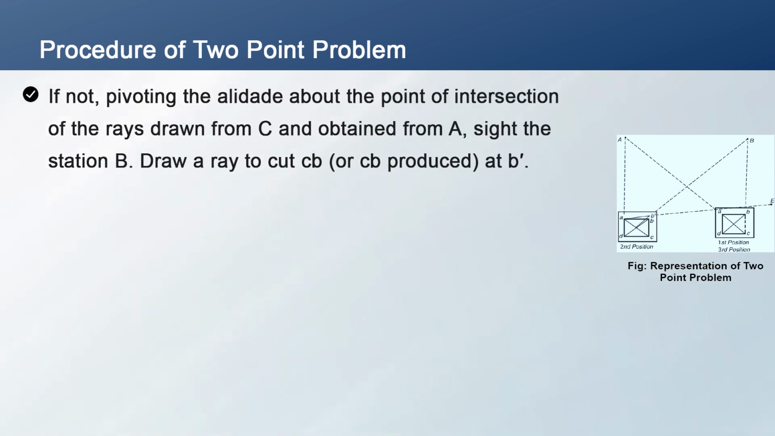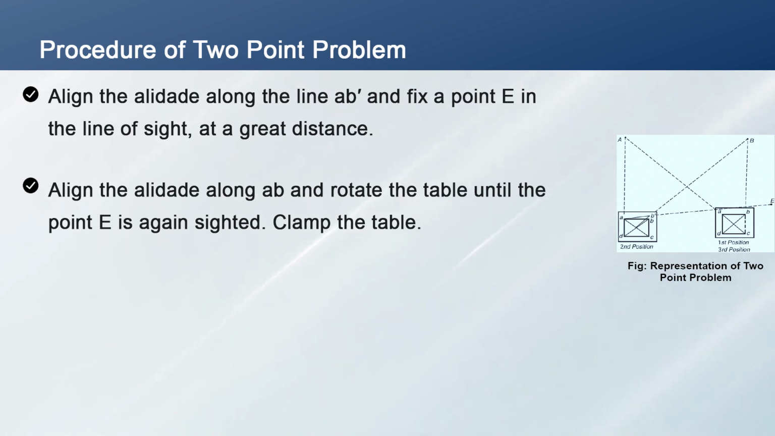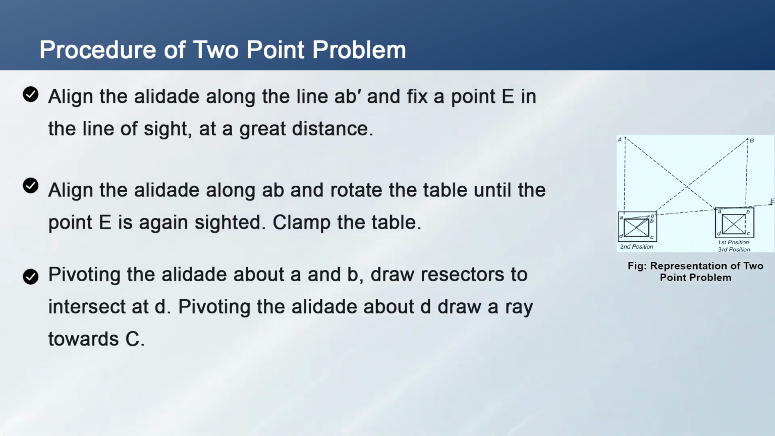If not, pivoting the alidade about the point of intersection of the rays drawn from station point capital C and obtained from capital A, sight the station capital B. Draw a ray to cut small cb at b dash. Align the alidade along small ab and rotate the table until the point capital B is again sighted and clamp the table. Pivoting the alidade about A and B, draw resectors to intersect at capital D. Pivoting the alidade about small d, draw a ray towards station point capital C.